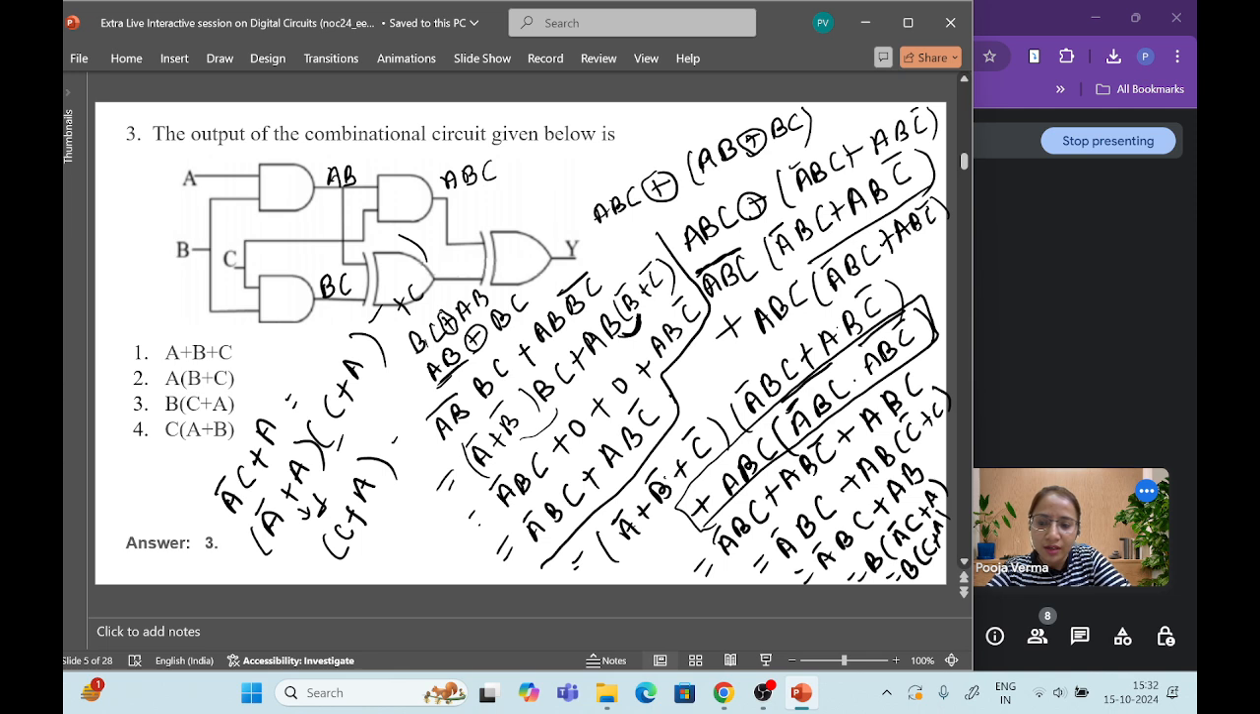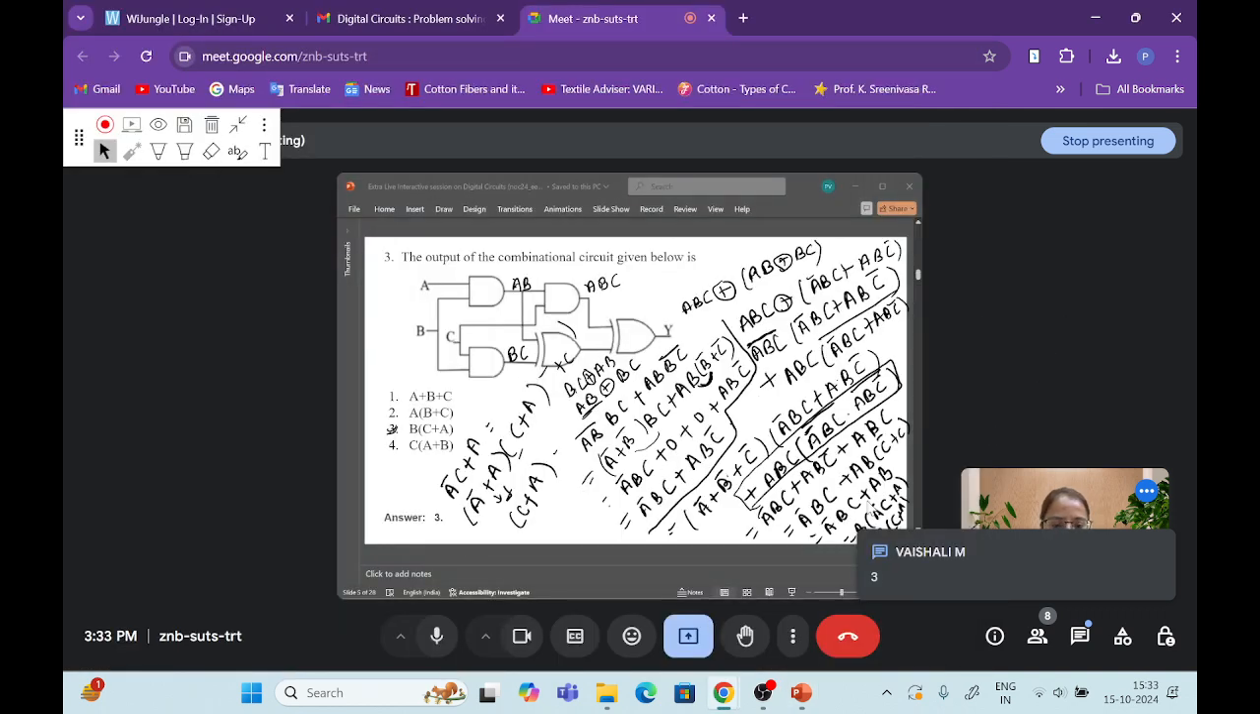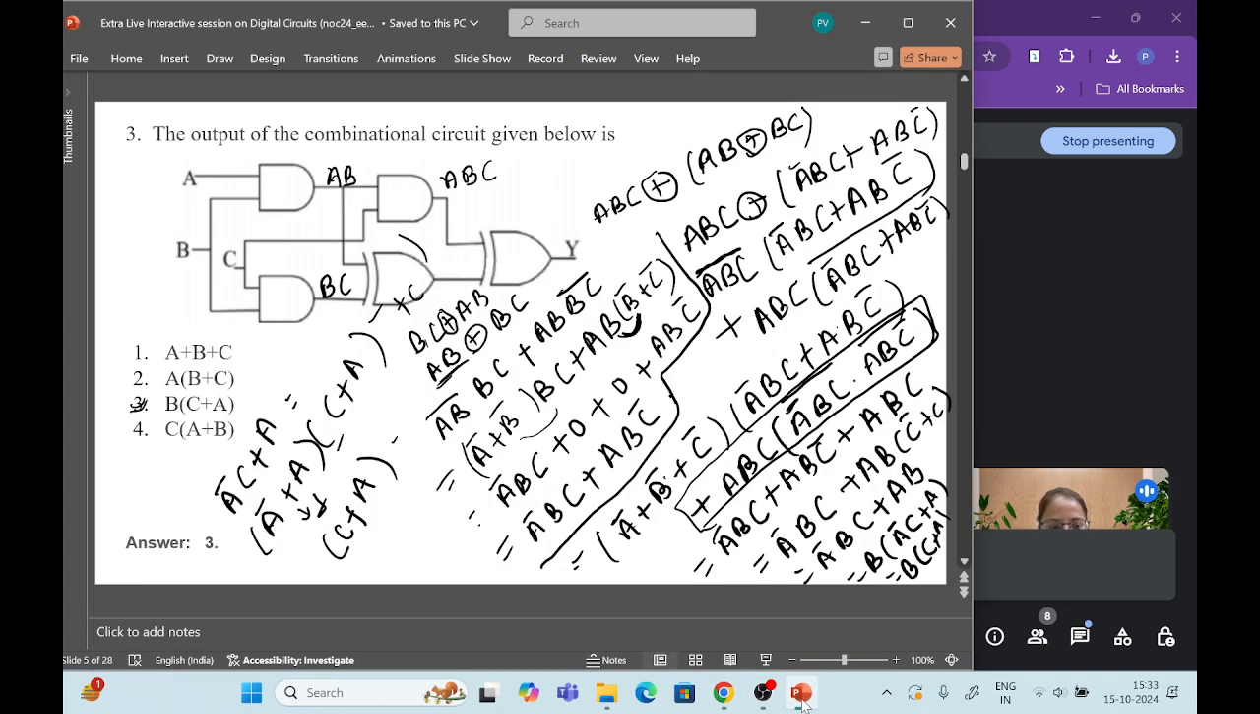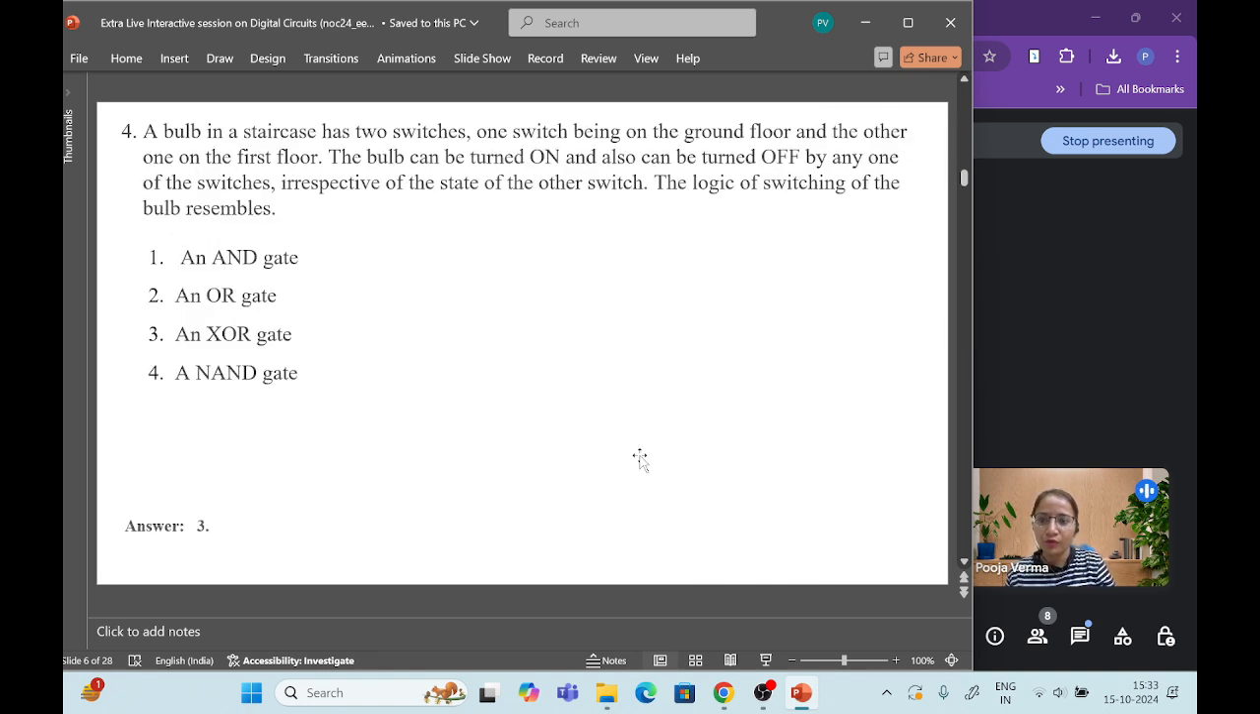Which option is correct? Okay, so option 3 is the correct answer for this question. Yeah, option 3 is the correct one. I hope you have understood this question. So moving to the next question.